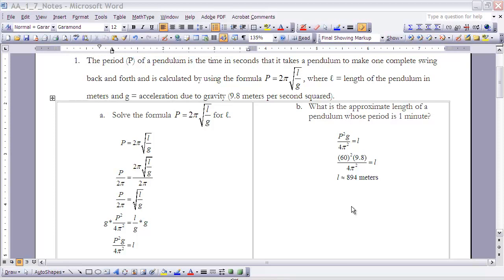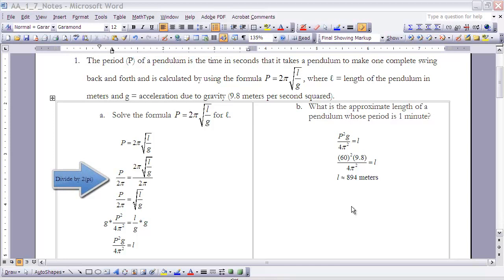So basically what we want to do is get L by itself, and we can only do that by undoing everything that's been done to L. Well, if you look at what's being done to L, we're dividing it by g, we're taking the square root of it, and we're multiplying it by 2 pi. So the first thing I'm going to do is get rid of that square root symbol. It kind of works as a grouping symbol, so I'm going to get rid of the stuff outside of that grouping symbol by dividing both sides by 2 pi.